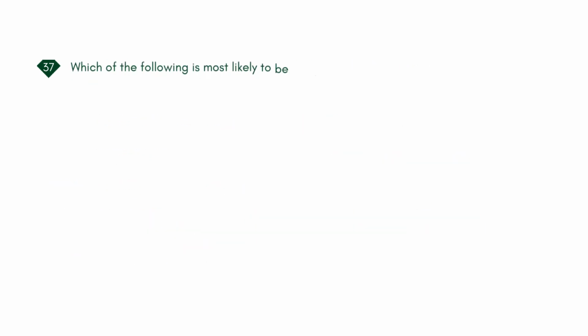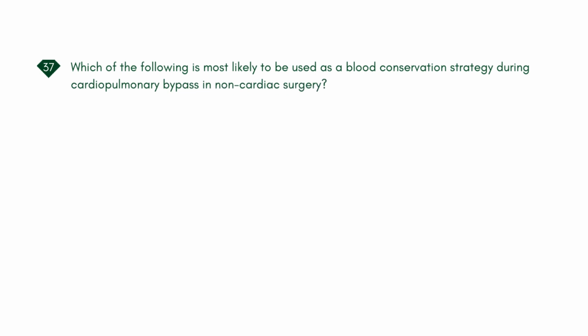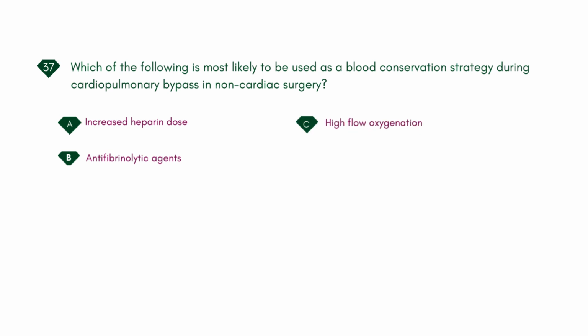Which of the following is most likely to be used as a blood conservation strategy during cardiopulmonary bypass in non-cardiac surgery? A. Increased heparin dose. B. Antifibrinolytic agents. C. High-flow oxygenation. D. Use of non-heparin anticoagulation methods.